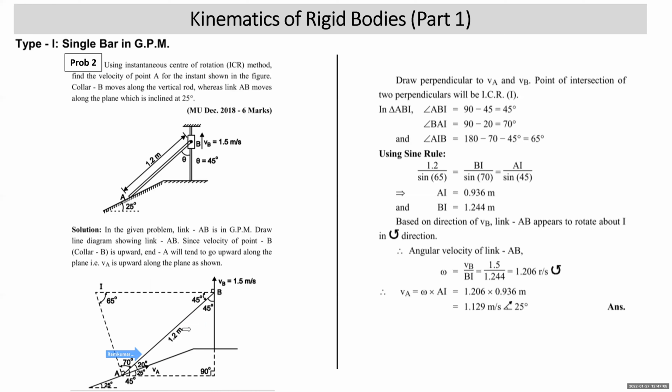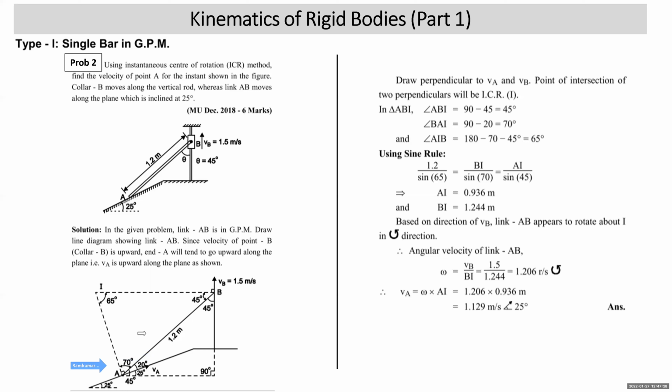Can you see that? Again, I repeat. In this right angle triangle, this is 45, this is 90. This total angle is going to be what? 45. This is given to be 25. The plane is inclined at 25 degrees to the horizontal, so the bar will be making 20 degrees with the plane. So this angle is 20. This line is perpendicular to the plane, so this angle will be 70 degrees.